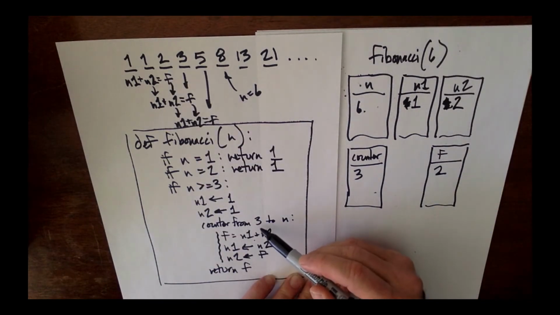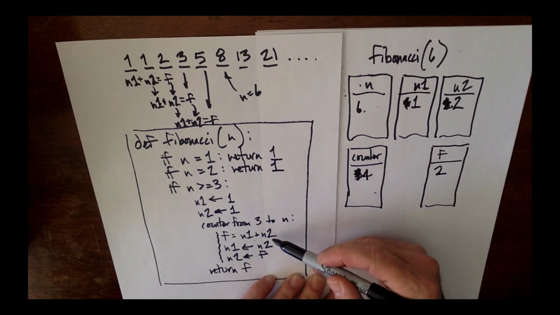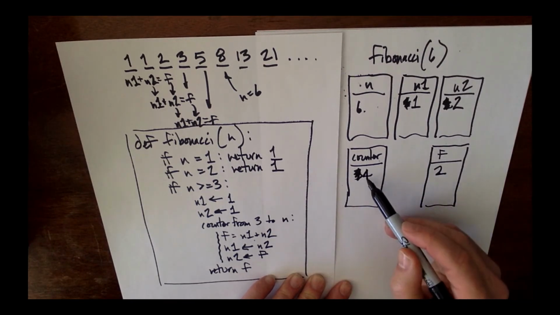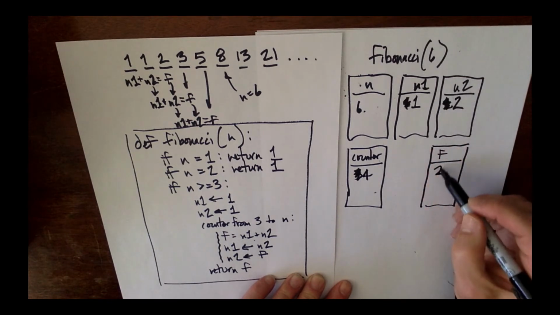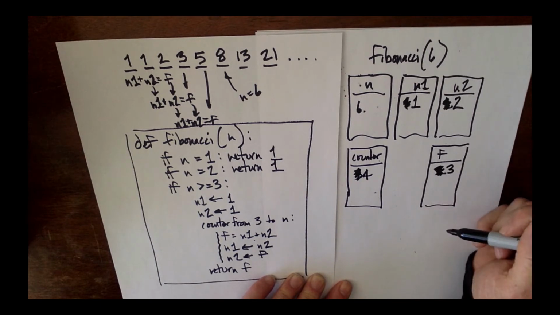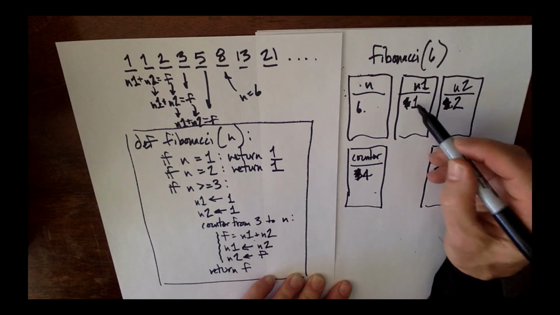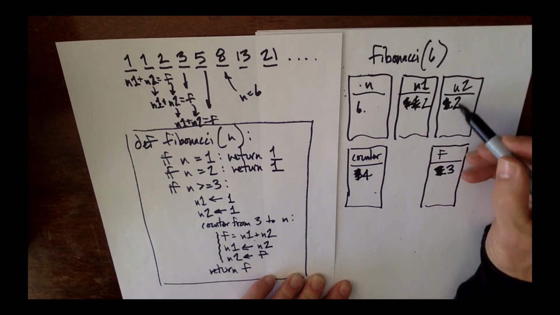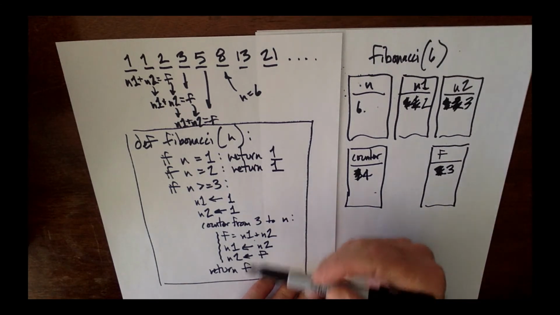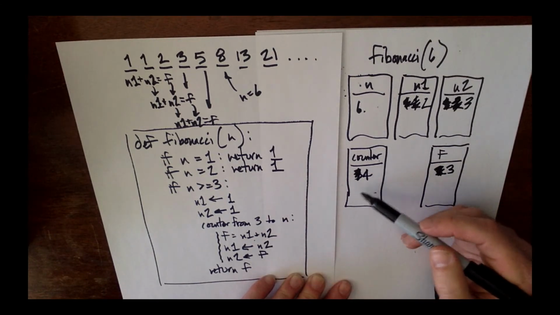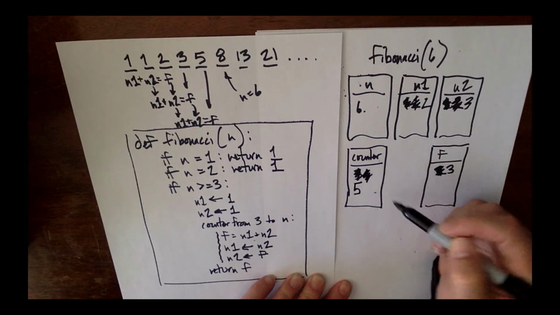So my counter now is going to go up to 4. F is going to equal n1 plus n2. I'm calculating now the fourth Fibonacci number. n1 plus n2, 1 plus 2, or 3. And again, I'm going to save those values. N1 is going to get whatever was stored in n2. N2 is going to get whatever was stored in the Fibonacci number there. And I'll go back up and check my counter value here. I haven't reached n yet, so my counter is going to go to 5.